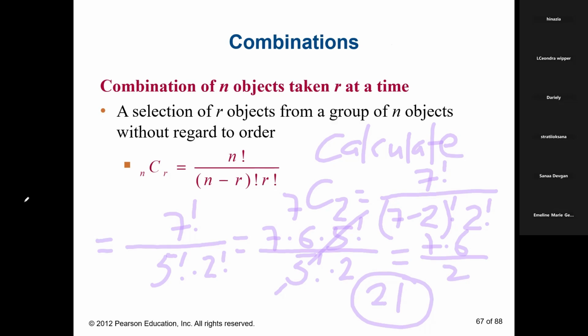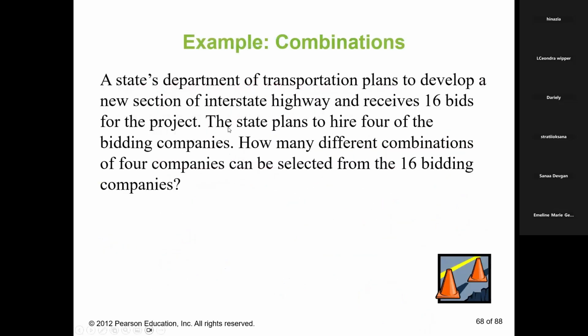Yeah. All right. So let's continue here. Let's try this. A state Department of Transportation plans to develop a new section of interstate highway and receives 16 bids for the project. Okay, 16 bids for the project. So that's n. The state plans to hire 4, that's all of the bidding companies. How many different combinations?